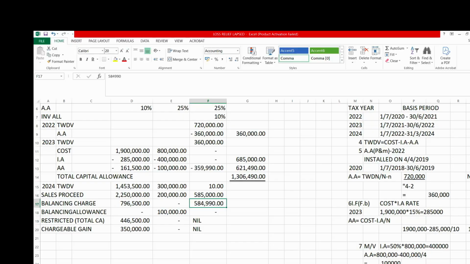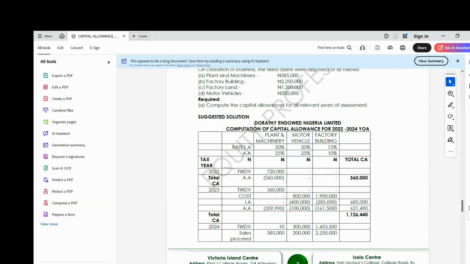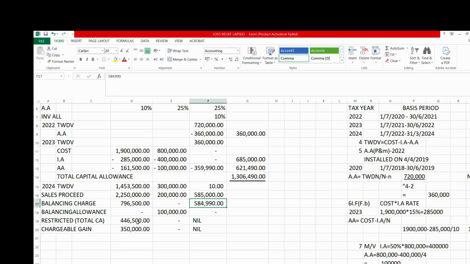Sorry, sir, I don't understand where you got this 64,500 from. Where we got how much? The restricted, 64,000. Yes, the figure. Okay. Yeah, okay. 446,500. Yes. Allowance claimed, how do you get that?